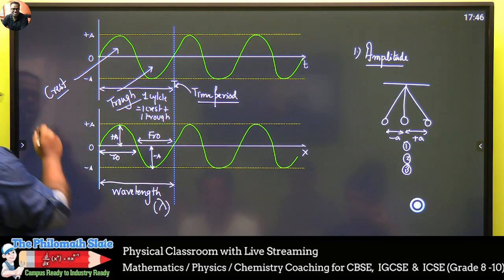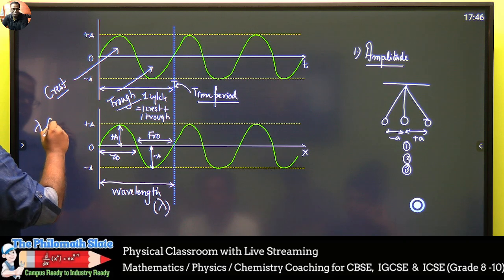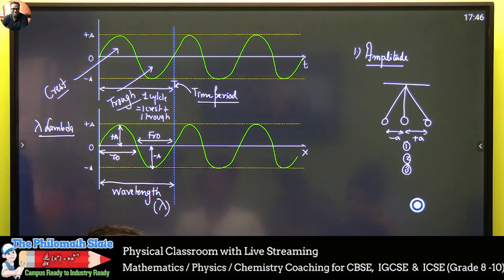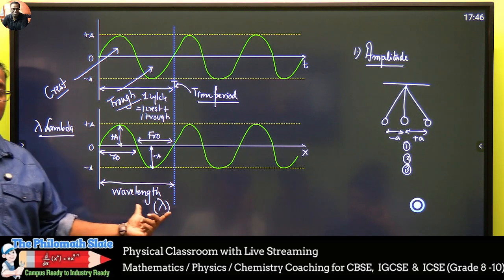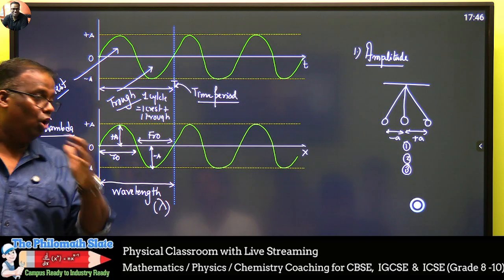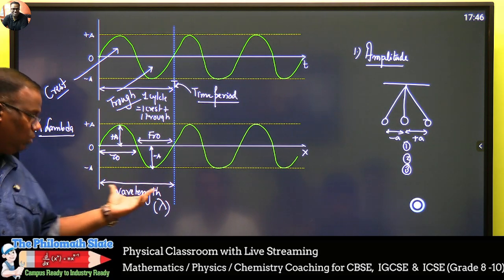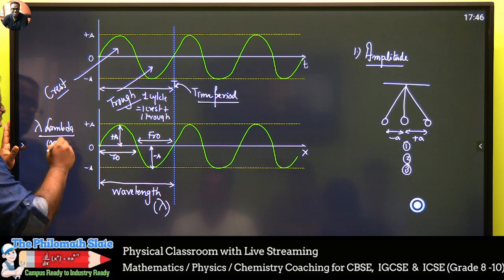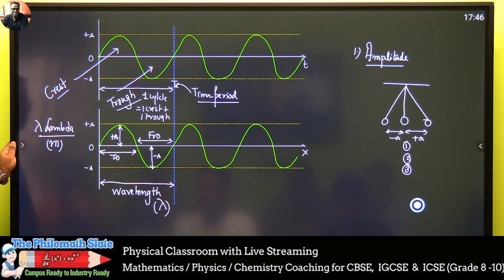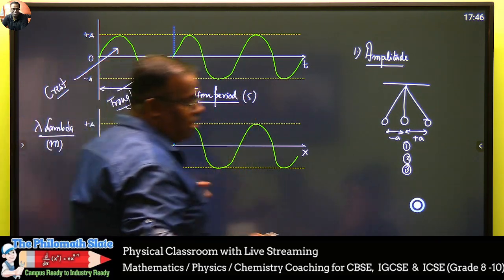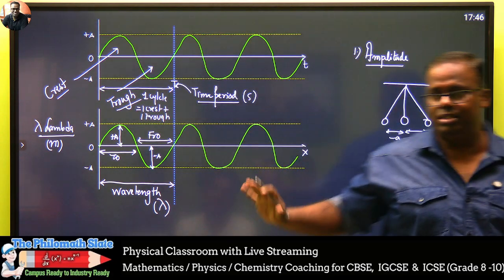इसको हम क्या बोलते हैं? Lambda. Greek letter. This shows your wavelength. Wavelength is the distance traveled by the wave in one time period. और one complete cycle का जो length होगा, तो wavelength का unit क्या होगा? Wavelength will always be measured in meters. Time period will always be measured in seconds. यहाँ तक बोलो. Anyone has any query at this stage?